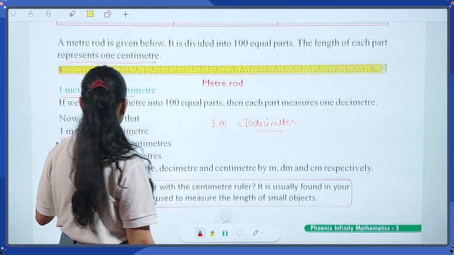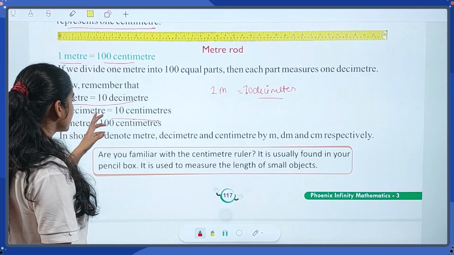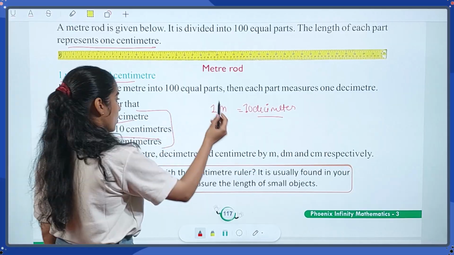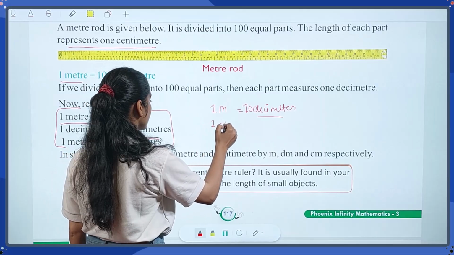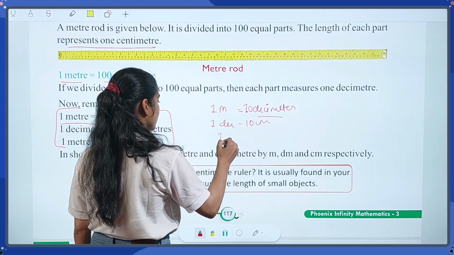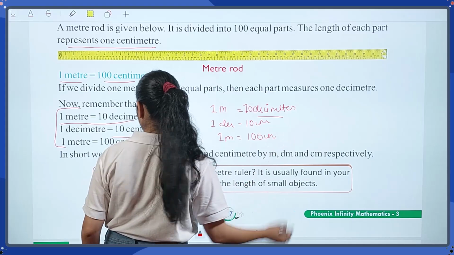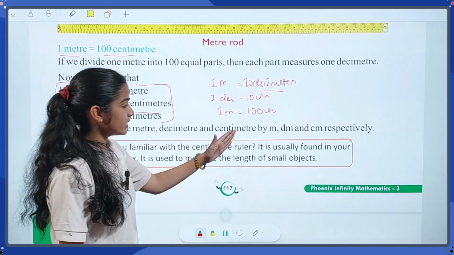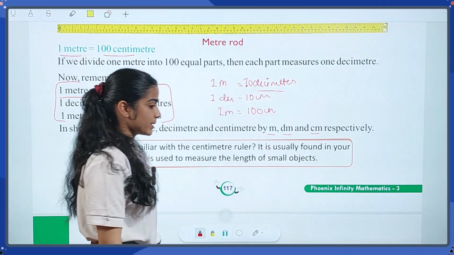Next, 1 decimeter is equal to 10 centimeters. 1 meter is equal to 100 centimeters. So these three conversions we have to remember. 1 meter is equal to 10 decimeters, 1 decimeter is equal to 10 centimeters, and 1 meter is equal to 100 centimeters. In short, we denote meter, decimeter and centimeter by m, dm and cm respectively.